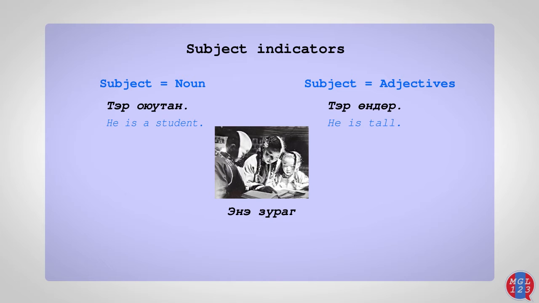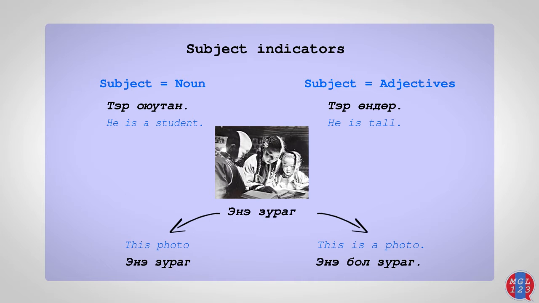In зураг. In зураг can mean two things, this photo or this is a photo. So to avoid confusion and to make the sentence clear while we are introducing something to someone, we use subject indicator бол. In бол зураг. The other meaning would be this photo, in зураг, чиний зураг.